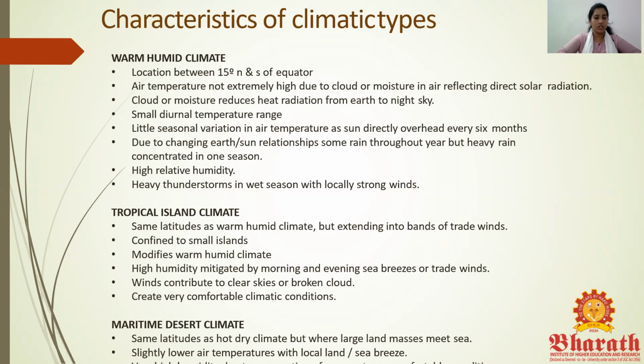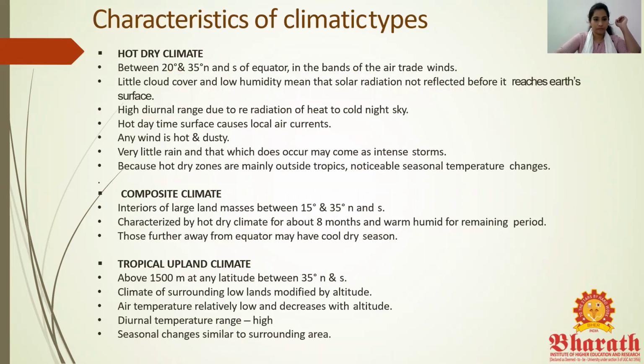This climate is mostly confined to small islands. It modifies the warm and humid climate. It has high humidity in the morning, and in the evening sea breezes. This wind contributes to clearer skies and broken clouds. So it creates very comfortable climatic conditions, like a beachy or tropical climate. Whereas in a maritime climate, you could see the same latitudes as a hot, dry climate, but the sea gives a slightly lower temperature with local land and sea breezes.